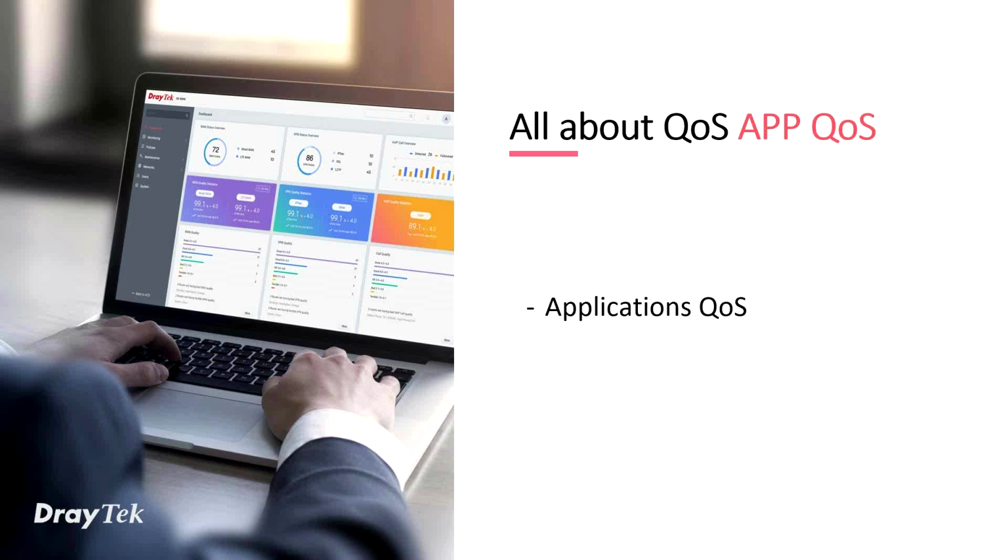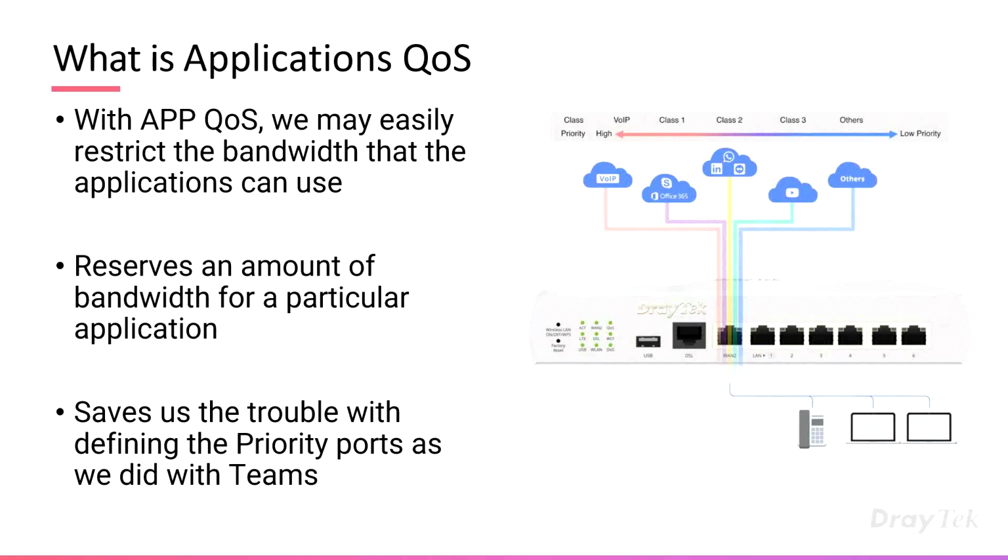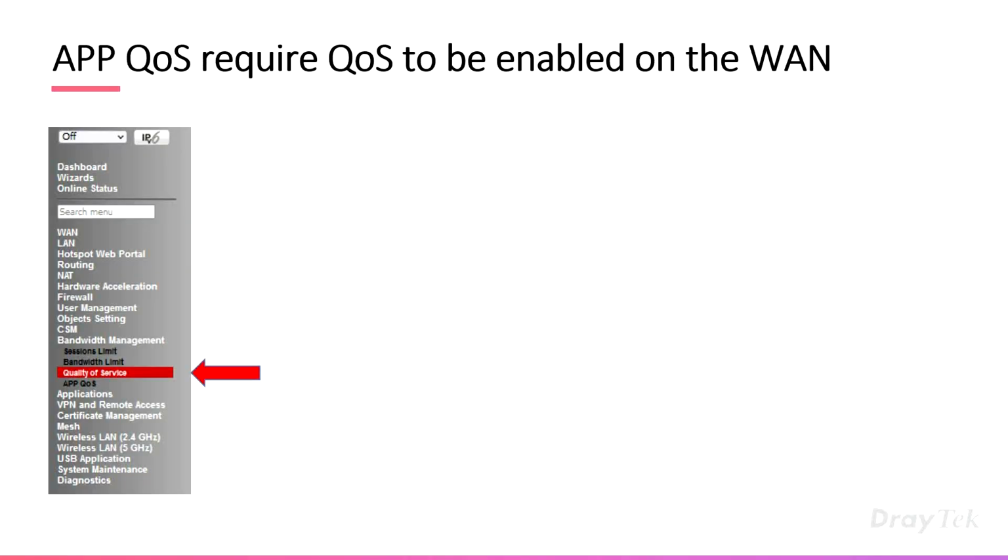Let's have a look at application QoS quickly, because with application QoS we may easily restrict the bandwidth that any application uses. We can also reserve an amount of bandwidth for a particular application, and it also saves us the trouble of defining the priority ports the same way we did with Teams, because all these applications are already predefined in the application quality of service field. So let's have a look at how we do this.